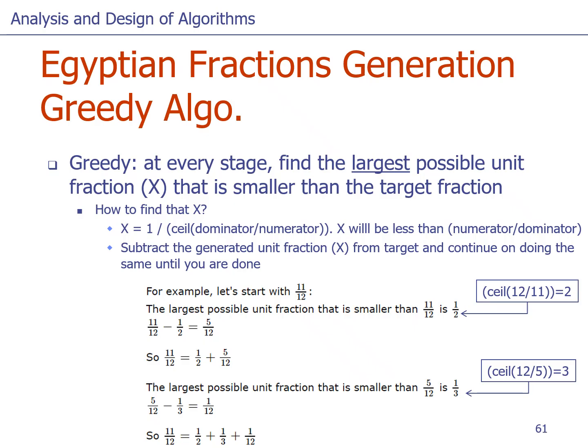Now, the problem becomes, I would like now to solve 5 divided by 12. So I will divide 12 by 5, seal it up, it's going to be 3. Then I will use 1 over 3 as my second Egyptian fraction that is part of my solution. Then I subtract that from 5 by 12, I get 1 over 12. I am lucky now because I got right away an Egyptian fraction. So the answer is the minimum number of Egyptian fractions I could use is 3 to represent 11 by 12, and it is a half and a third and 1 over 12.